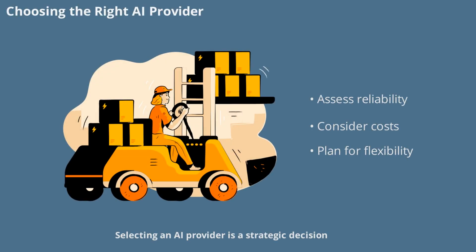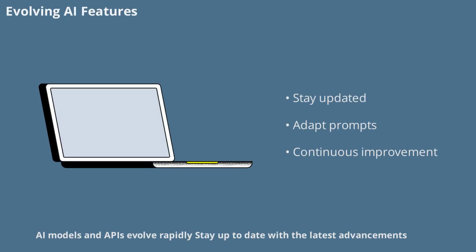Selecting an AI provider is a strategic decision. Consider factors like reliability, cost, support, and integration complexity. Be prepared to switch providers if your needs change, and design your service layer to make this transition as smooth as possible. AI models and APIs evolve rapidly.